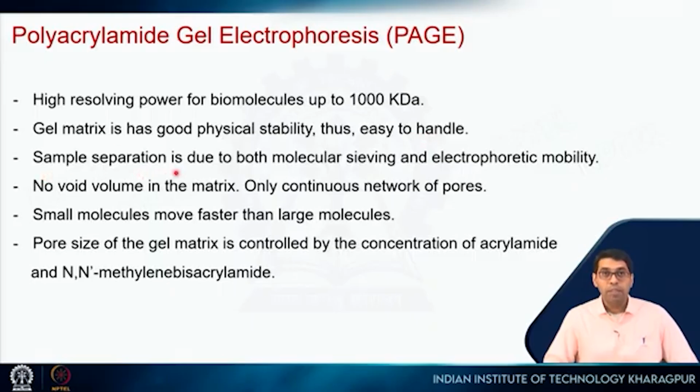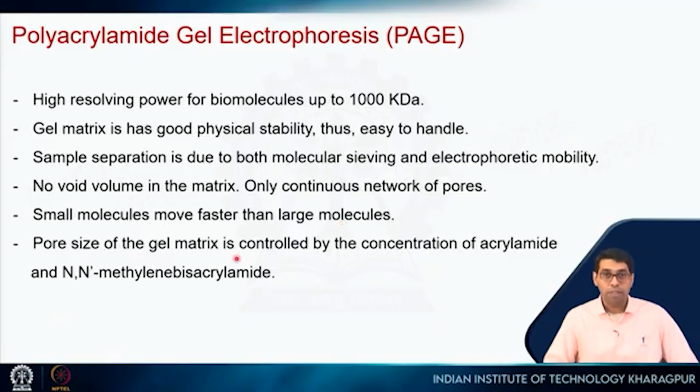Sample separation is due to both biomolecular sieving and electrophoretic mobility, right? That we have already discussed. It turns out that there is no void volume in the matrix. So it's a continuous matrix, which means that all the molecules will have to pass through these different pores, right? They cannot bypass passing through these pores. That is why we can separate them according to their size. Small molecules will move faster than the larger molecules.